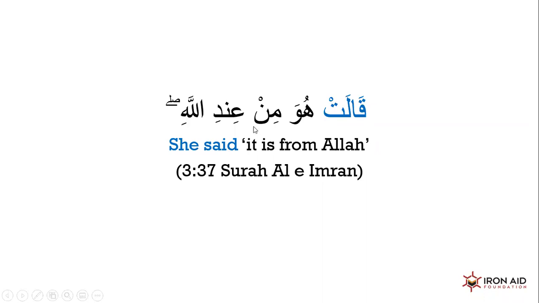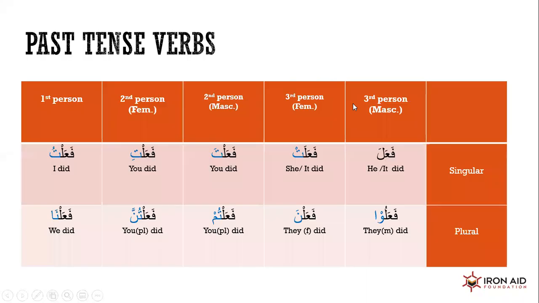It is from Allah. Huwa, we know it means he or it. Min, from. Ind, with Allah, indillah. So qalat. If we go back, because we're talking third person, she, singular, and is only one person, that's why we add the ta. So qala, he said. Qalat, she said.